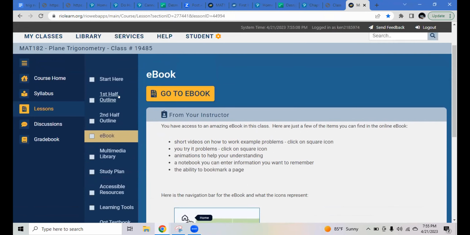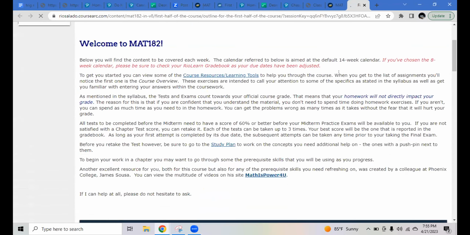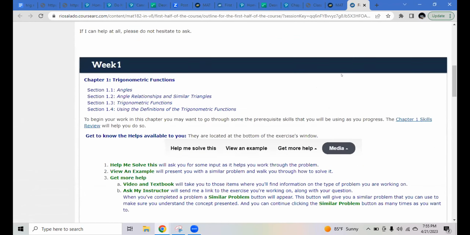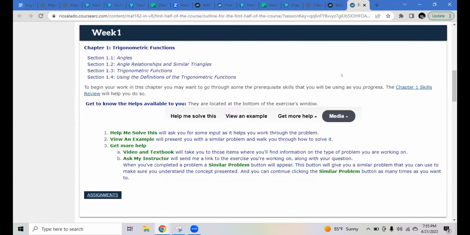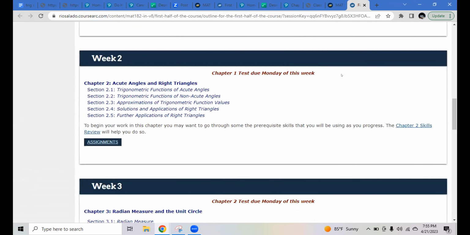Yeah, it's like a pain in the butt to even get to the grade thingy because I have to click this, and then I have to go to outline, and then I have to scroll down to everything. And then see everything just says chapter 1 test due Monday this week.